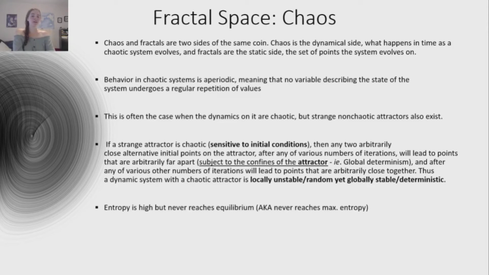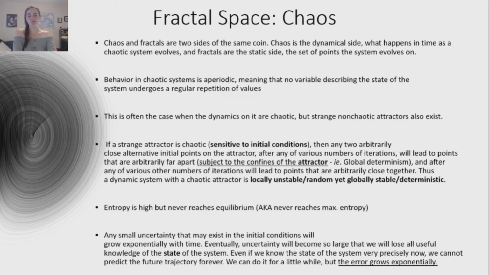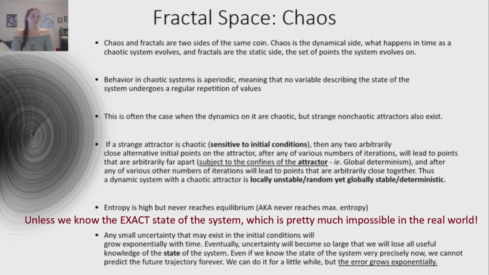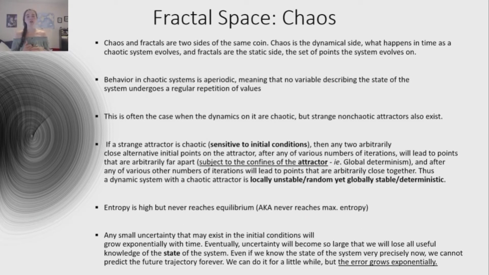Entropy in a chaotic system is high but never reaches equilibrium, aka it never reaches max entropy. So any small uncertainty that may exist in the initial conditions will grow exponentially with time. Eventually, uncertainty will become so large that we lose all useful knowledge of the state of the system. Even if we know the state of the system very precisely now, we can't predict the future trajectory forever. We can do it for a little while, but the error grows exponentially. This is essentially how I would summarize chaos, especially, again, emphasizing that locally random, globally deterministic property, which is going to be important when we think about markets.